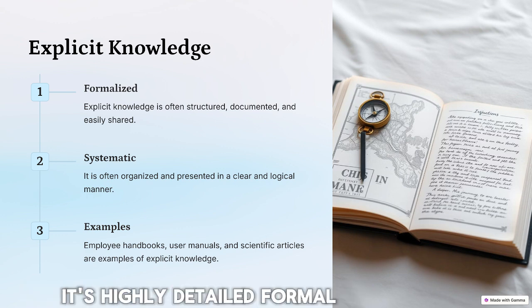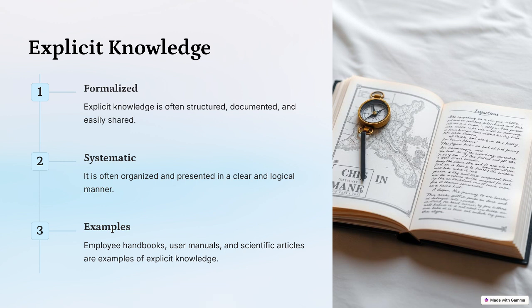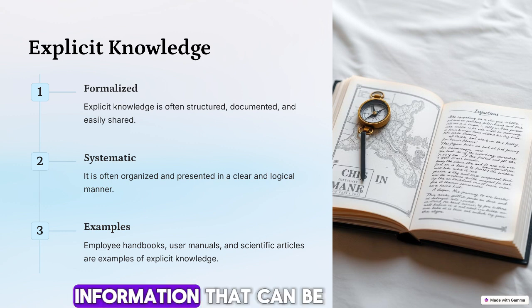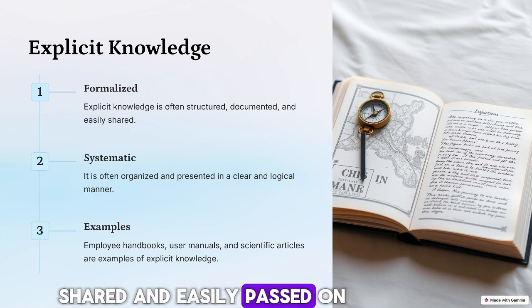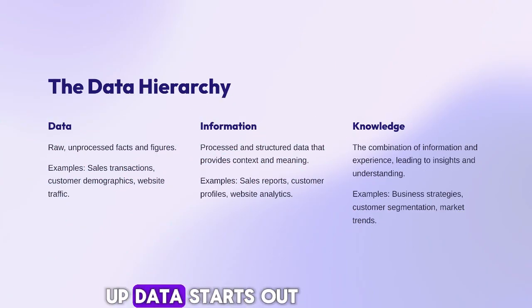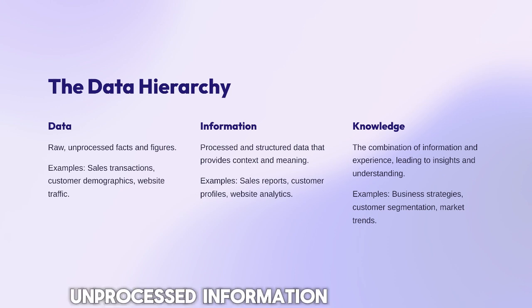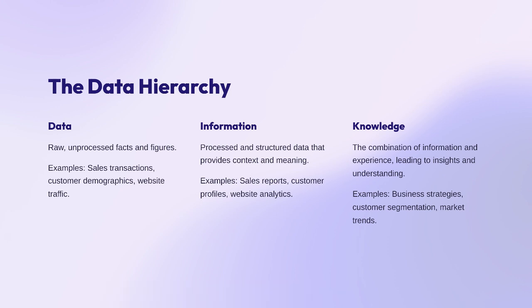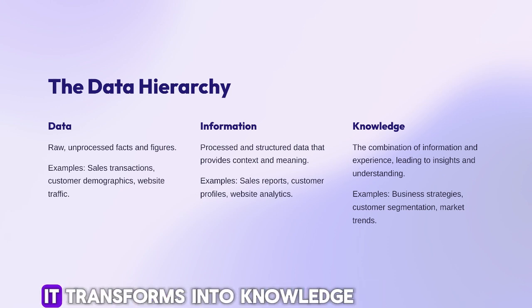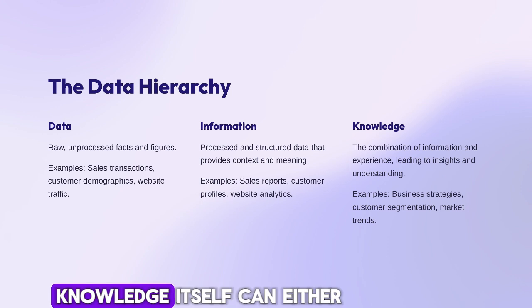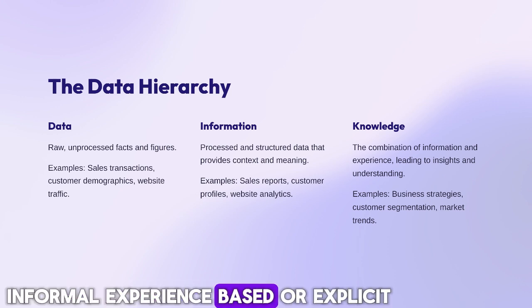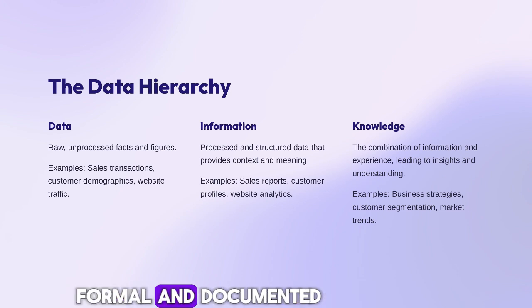It's highly detailed, formal, and systematic. Examples of explicit knowledge are employee handbooks or user manuals, information that can be shared and easily passed on. So to sum it up, data starts out as raw, unprocessed information. When it's organized and understood, it becomes information, and when combined with experience, it transforms into knowledge. Knowledge itself can either be tacit, informal, and experience-based, or explicit, formal, and documented.